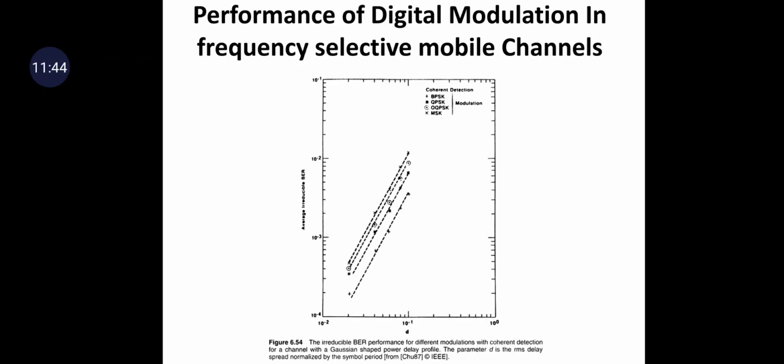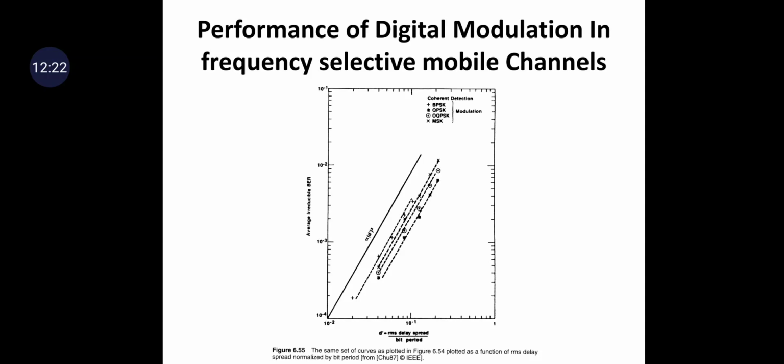And this indicates the performance of digital modulation in frequency selective mobile channels. The bit error rate performance of different modulations with coherent detection for a channel with Gaussian shaped power delay profile is represented here. The parameter D is the RMS delay spread. It is normalized by the symbol period. So here also the comparison of coherent detection is given for the modulations BPSK, QPSK, OQPSK and MSK techniques.